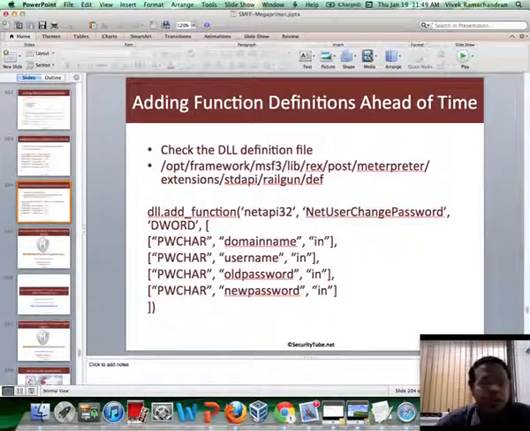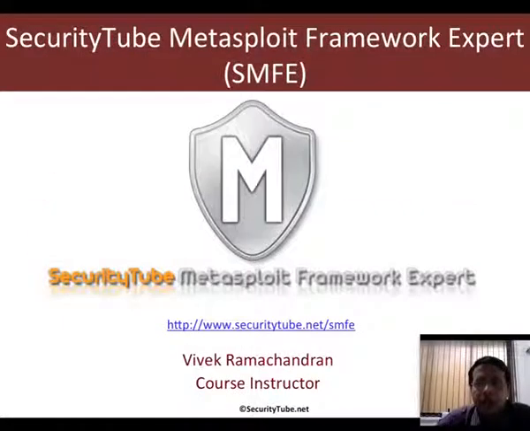That's all I had in mind for this video. So what we've learned is using Railgun, you can go ahead and add function definitions to existing DLLs, those which do not already exist in the definition files, either at runtime or by permanently adding them in the static definition files so that you can use them every time you invoke the framework.